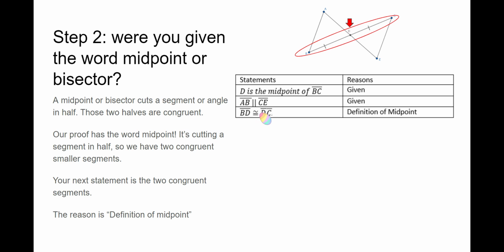So BD is congruent to DC. And then the reason is definition of midpoint because we were using a midpoint to cut it in half. If I had told you that segment AE was bisecting segment BC, then it would be definition of segment bisector. You also can have angle bisectors where you have a segment that's cutting an angle into two congruent halves. But in this case, we were given the word midpoint, so our reason is definition of midpoint.